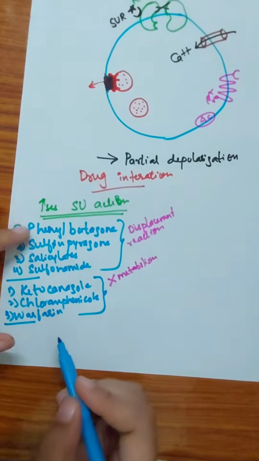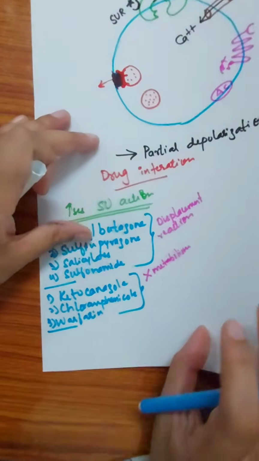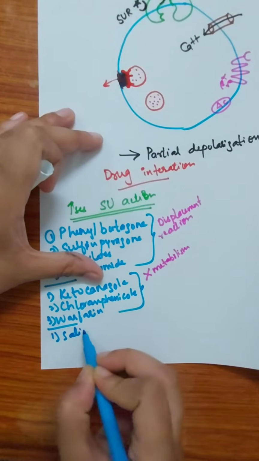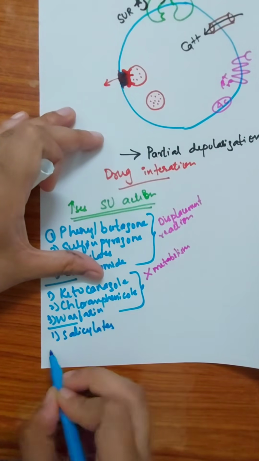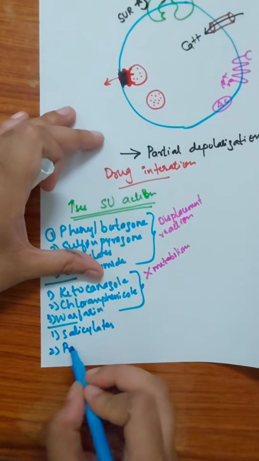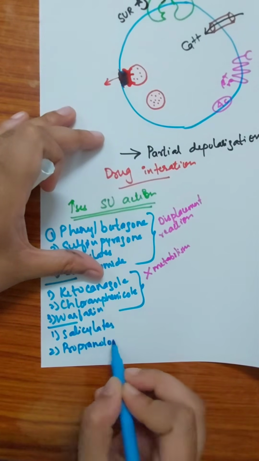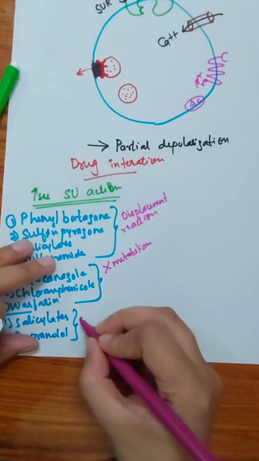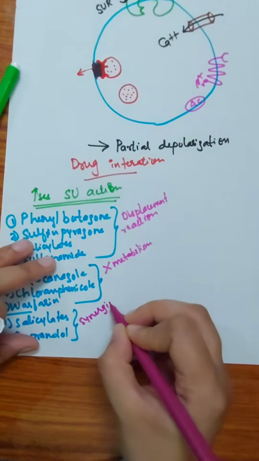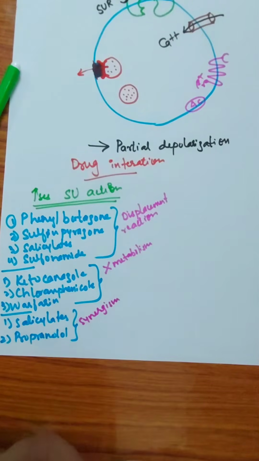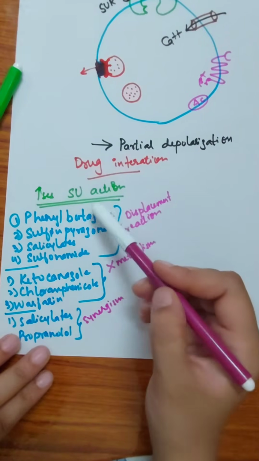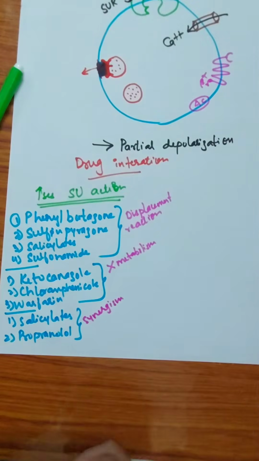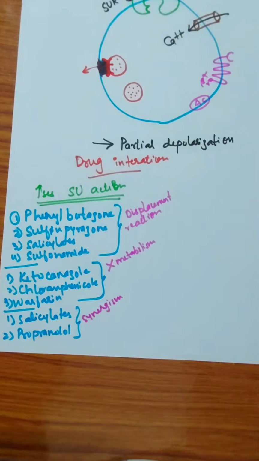Next, we have another set of drugs such as salicylates and propranolol. So what will these two drugs do? Yes, there will be a synergistic action. Synergism, drug synergism will be taking place, which is also a kind of drug interaction. Okay, so you should avoid taking sulfonylurea with all these drugs, or else it may lead to hypo, that is, a reduced blood glucose level kind of condition. So this is one kind of drug interaction.